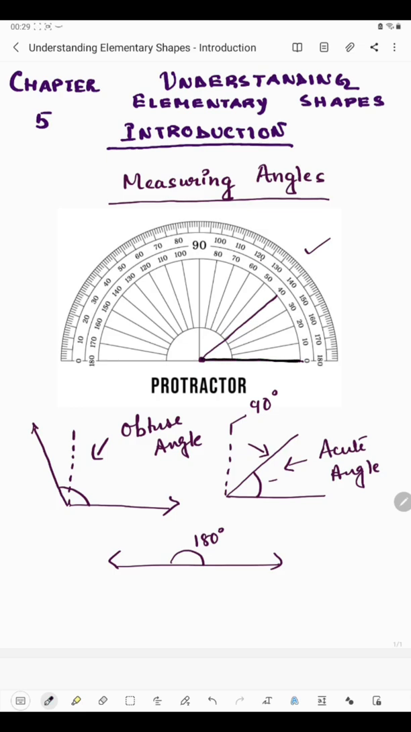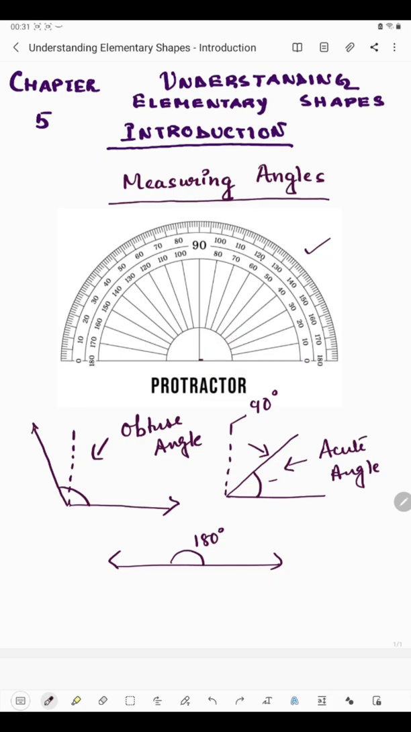Now step number 2 is the baseline of the protractor. The baseline of the protractor is along the arm of the angle. So this is the arm and this is the baseline. Okay, so after this we will start measuring. By seeing this angle you can understand that this is an acute angle, right? So it cannot be more than 90 degrees. So we'll check the lower part. Here is the line. Now it's at 40 degrees. So that means which angle is it? It is 40 degrees. Okay.